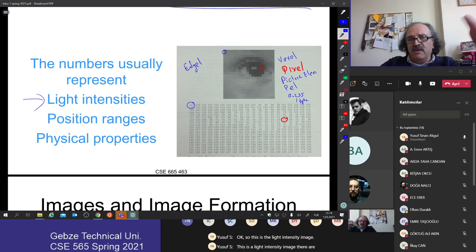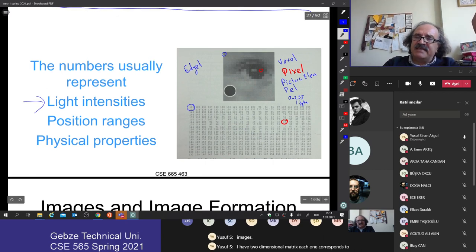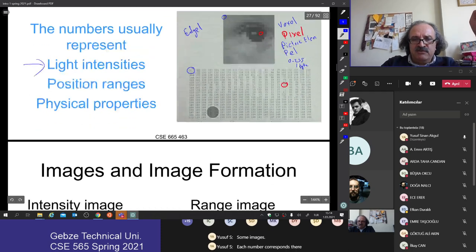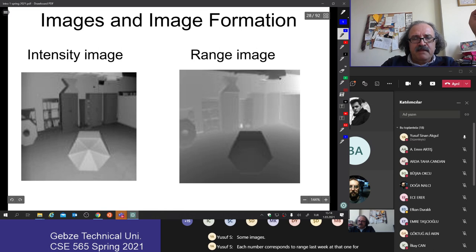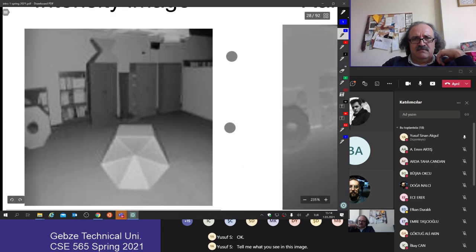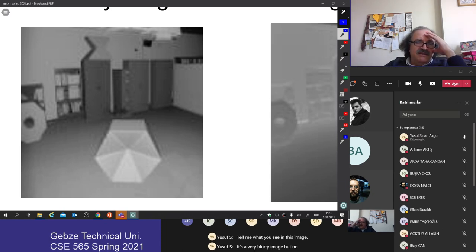There are other types of images. I have a 2-dimensional matrix, and each one corresponds to an intensity in this one. In some images, each number corresponds to a range. Let's look at that one. For example, tell me what you see in this image. It's a very blurry image, but just tell me what you see. What is this image? Can you tell me what kind of environment this is? Outside environment?